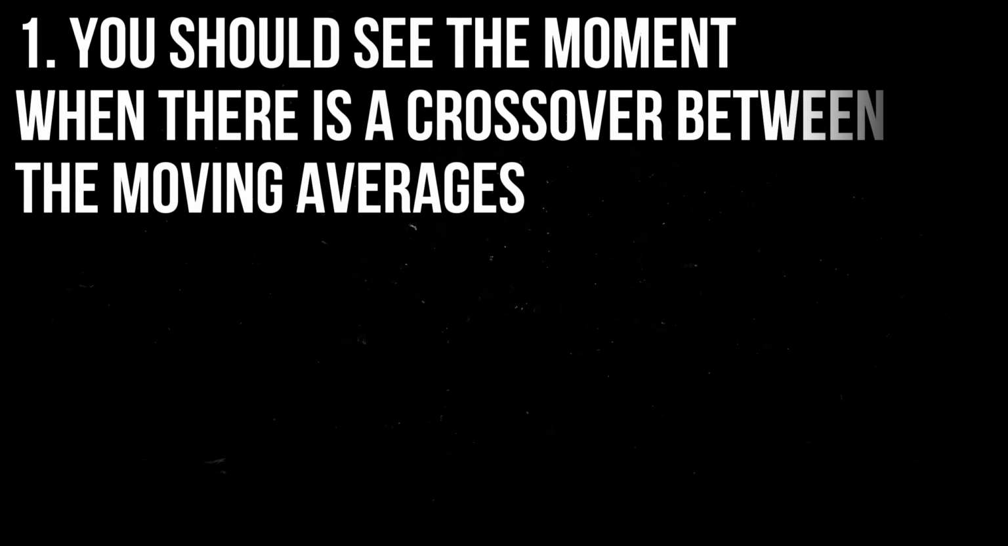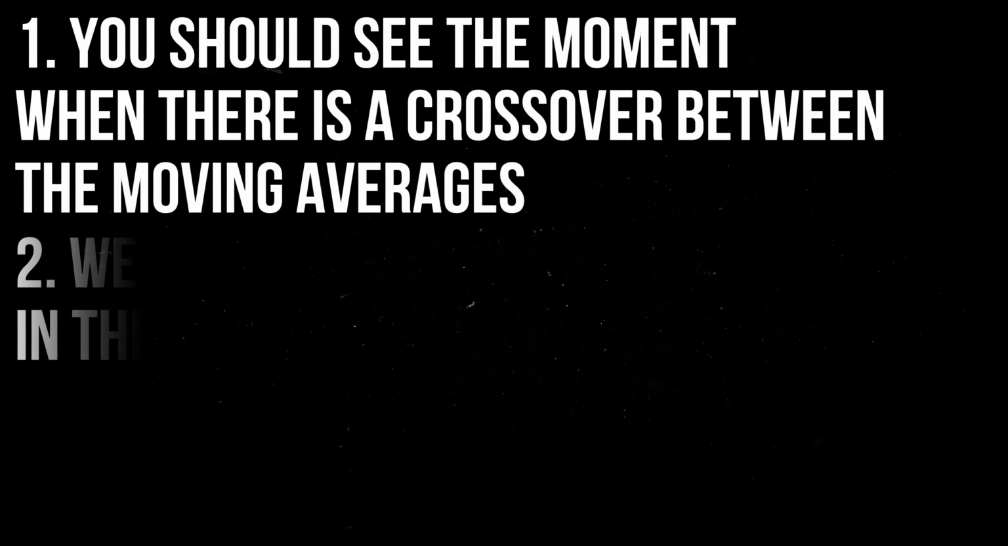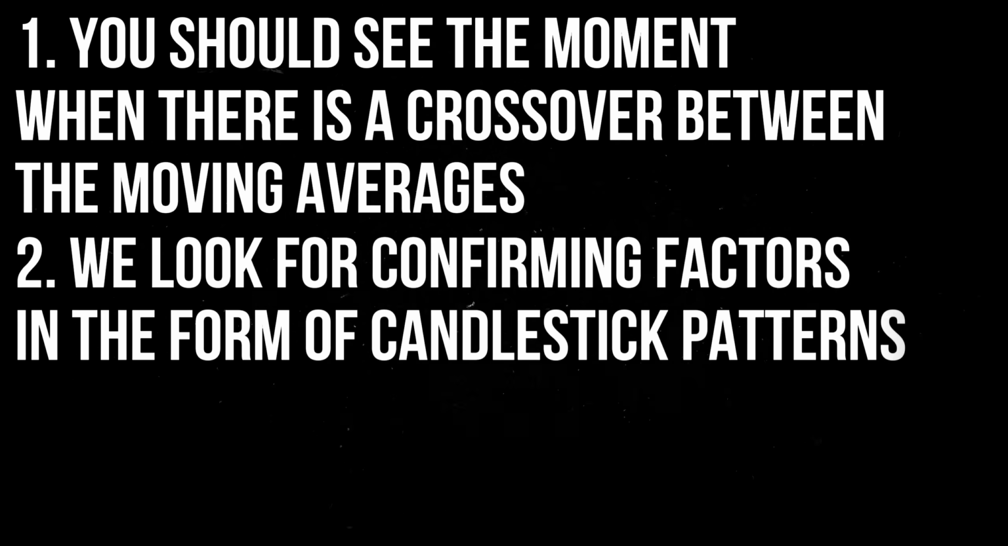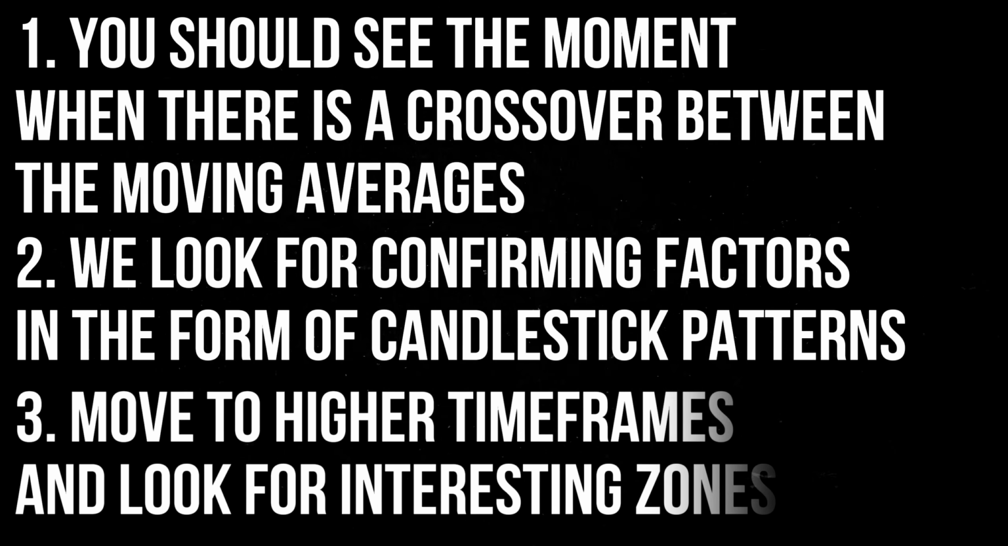Lastly, let's go over the order of actions for entering a trade. First, you should see the moment when there is a crossover between the moving averages on the 1 minute time frame. Remember, our main working time frame is 1 minute. After that, we look for confirming factors in the form of candlestick patterns. Then we move to higher time frames and look for interesting zones that can either slow down or accelerate price movement. Once you have done all of this and checked, you can calmly open a position using your risk management strategy.